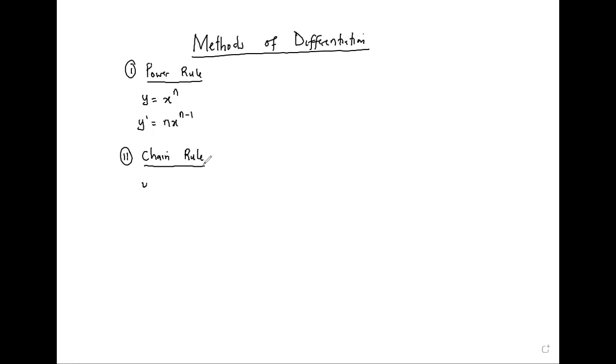Chain rule says if you have y is equal to some function u to the power n, then the derivative is going to be n u to the n minus 1 multiplied by u prime. Okay, multiplied by u prime. The third one is product rule. If you have y is equal to u multiplied by v, then y prime is equal to u prime v plus v prime u.